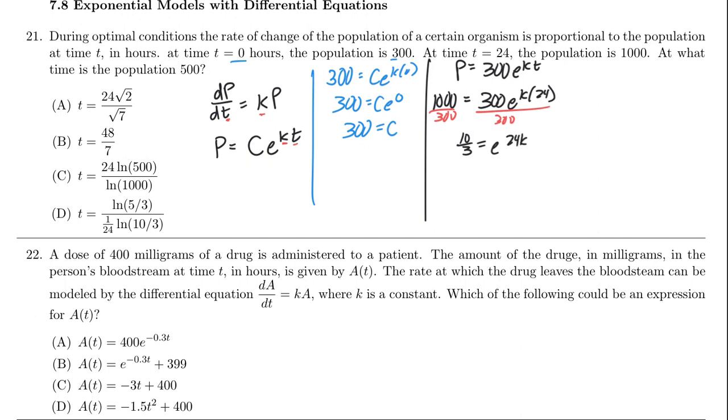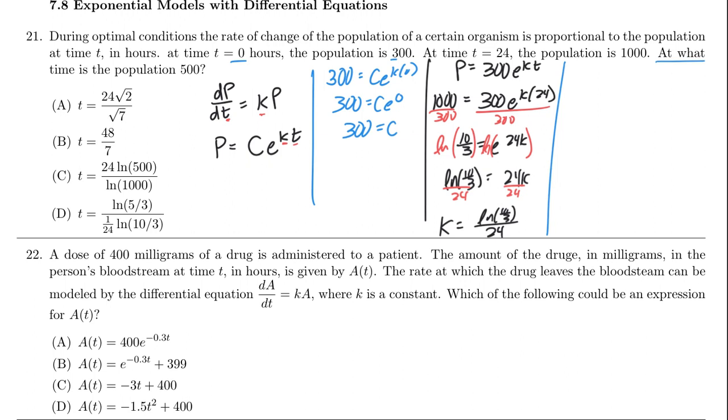How do I get rid of that exponential? We talked about that a lot in this set of videos. To get rid of an exponential, you do the opposite, which is a natural log. So I'm going to get the natural log of 10/3 equals 24k. And now I divide by 24 to get the k value. So k is now by itself, and it's the natural log of 10/3 divided by 24.